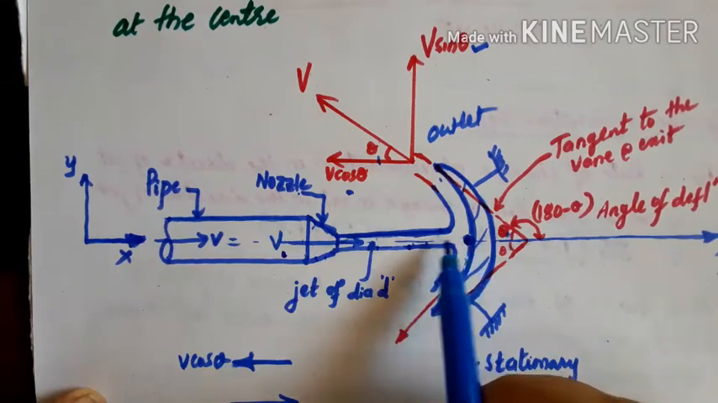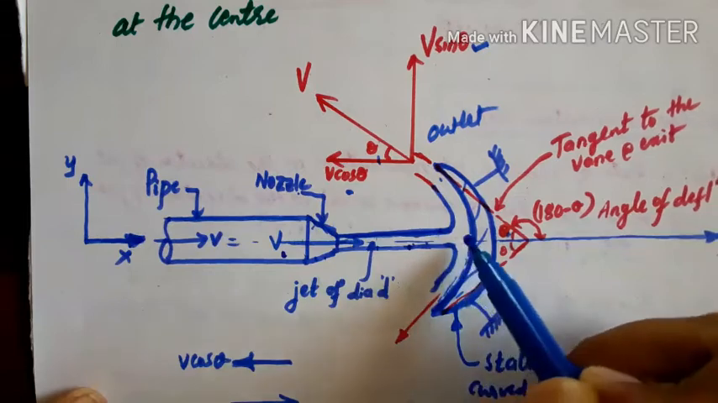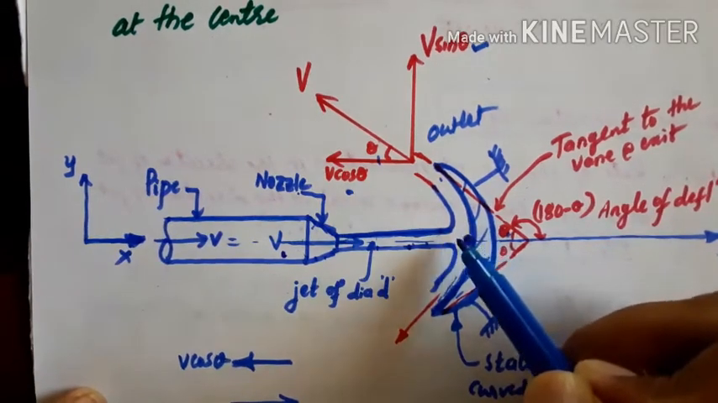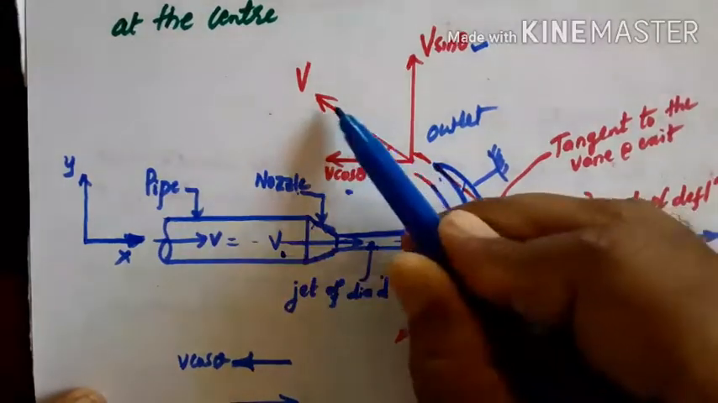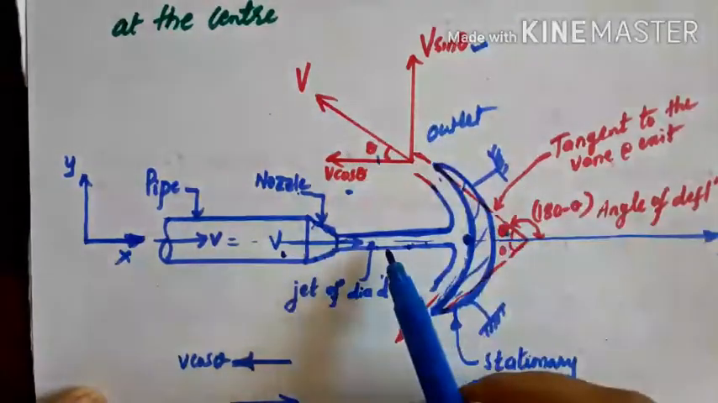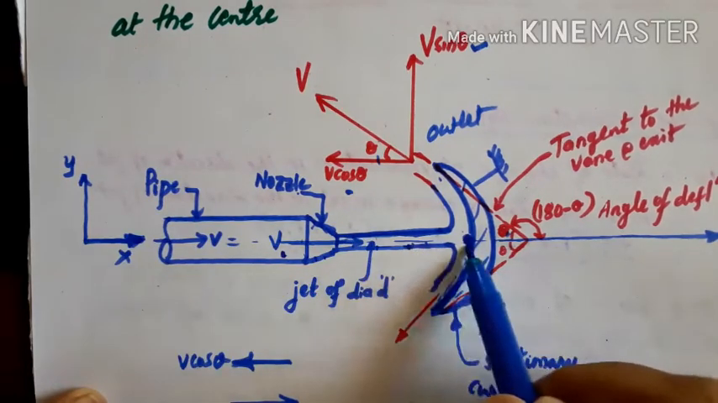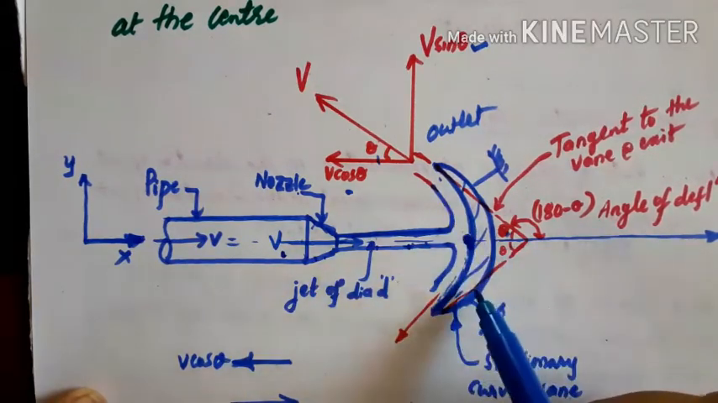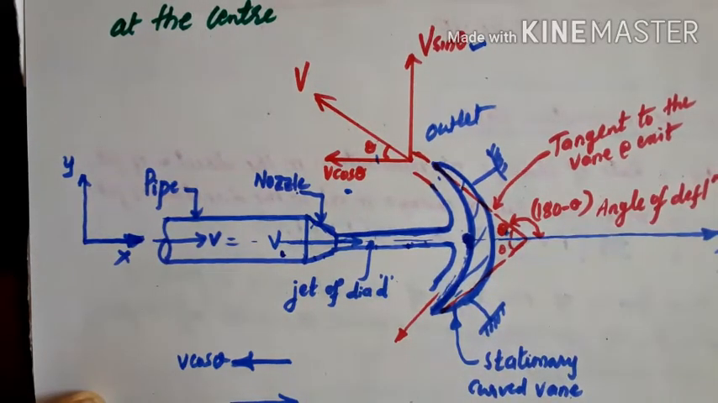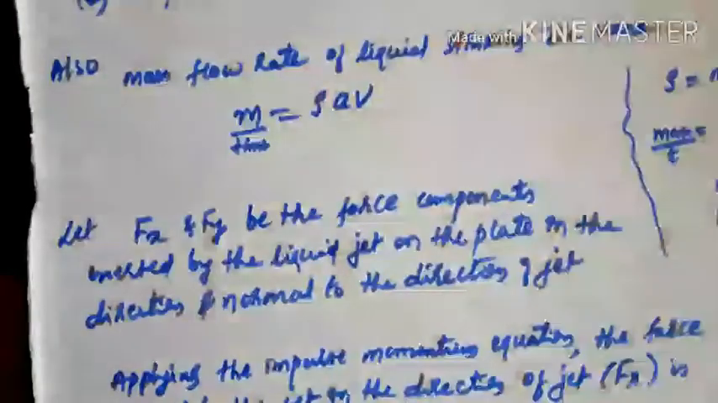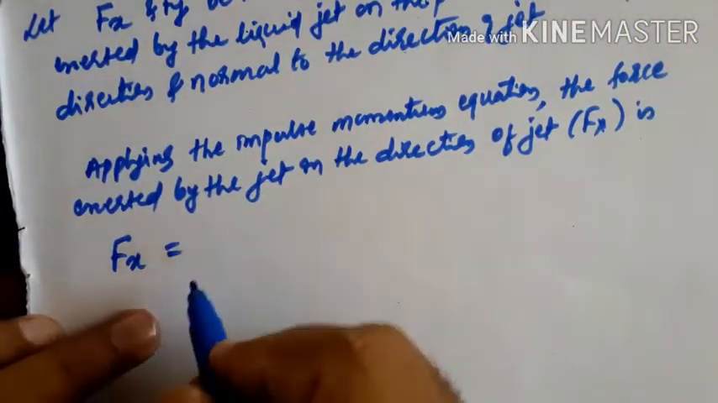Then after striking, the jet water glides over the surface and leaves the vane with a velocity v, and while doing this it exerts a force in the x direction as well as in the y direction. So we have to calculate the force exerted by the jet on the vane in the x direction. To calculate that force we are using the impulse momentum equation.